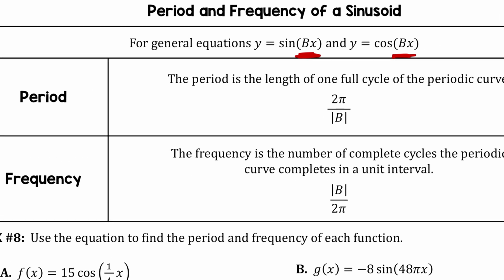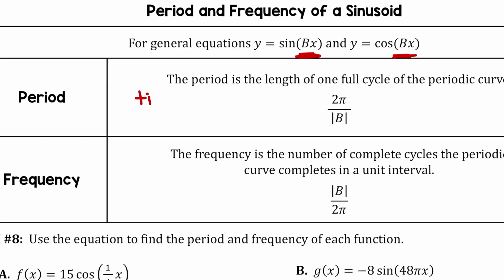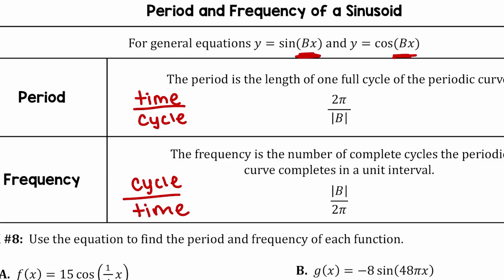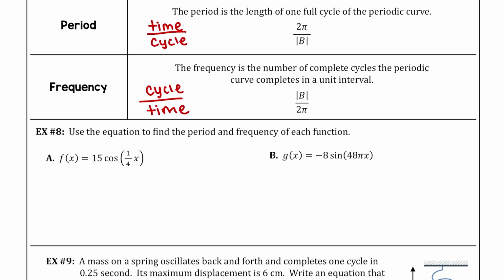And then also just as a little note, period is going to be, for pure units, time over cycle. And frequency is cycle over time. Just directly in terms of what we're talking about. Alright, so now we're going to use the equation to find the period and the frequency of each function.